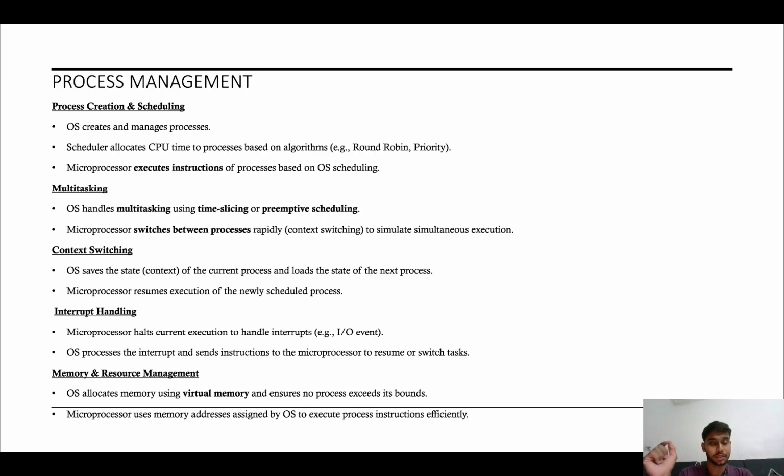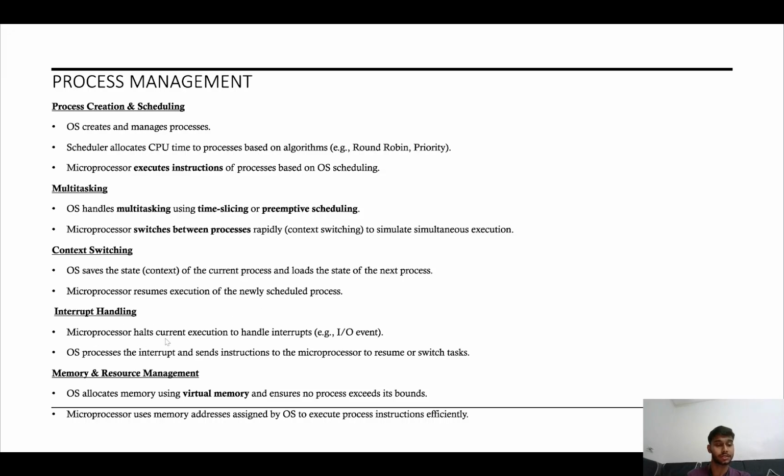Microprocessor switches between processes rapidly to simulate simultaneous execution. Through multitasking, a user may feel like he is paid full attention by the OS or the microprocessor, and it may enhance the working of the microprocessor and OS. Context switching. OS saves the state of the current process and loads the state of the next process. Microprocessor resumes execution of the newly scheduled process.